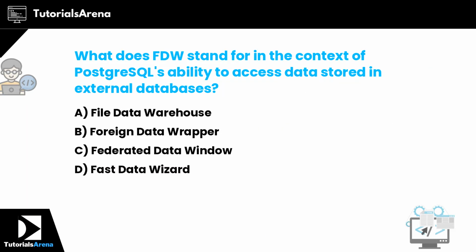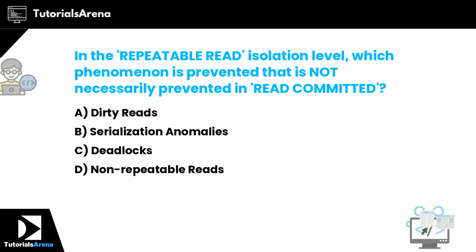What does FDW stand for in the context of PostgreSQL's ability to access data stored in external databases? The correct answer is option B, foreign data wrapper. In the repeatable read isolation level, which phenomenon is prevented that is not necessarily prevented in read committed? The correct answer is option D, non-repeatable reads.